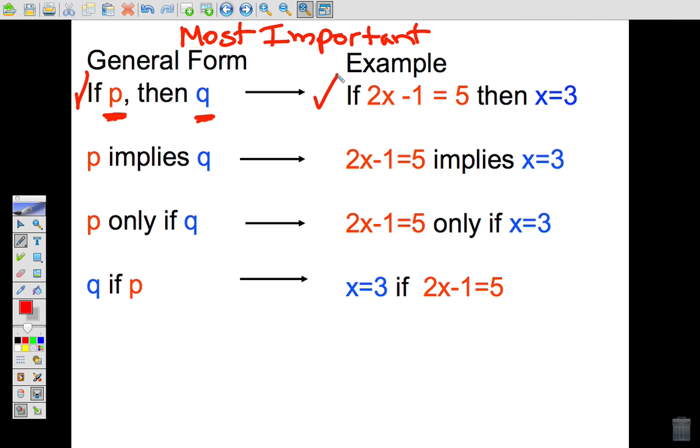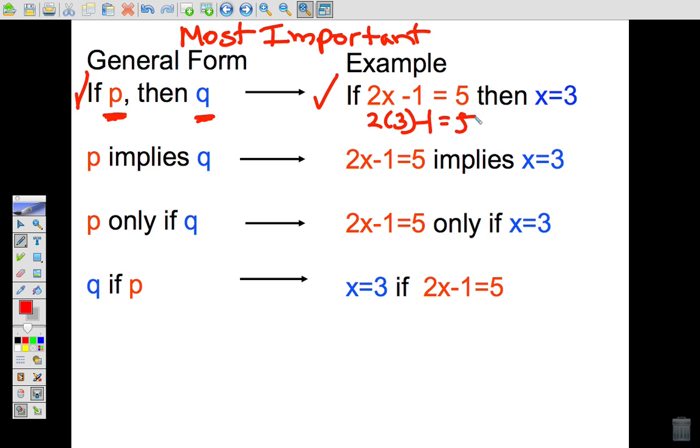All right, here's an example. If 2x minus 1 equals 5, if I know that 2x minus 1 is equal to 5, then x must be equal to 3. Now, is that a true or false conditional? If 2x minus 1 equals 5, is x equal to 3? Let's see, if you put 2 times 3 minus 1 equals 5, 6 minus 1 equals 5, that's a true conditional. Again, we've got a true conditional. Remember, sometimes they won't be true.